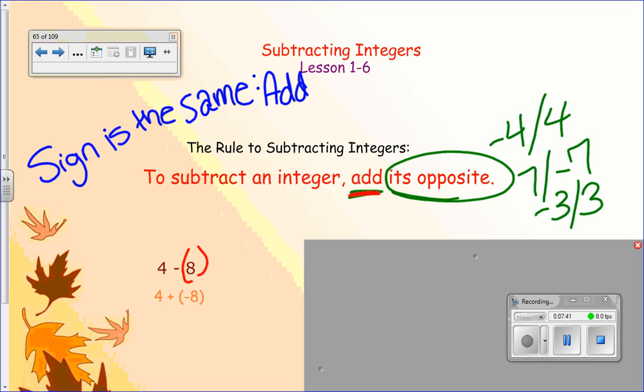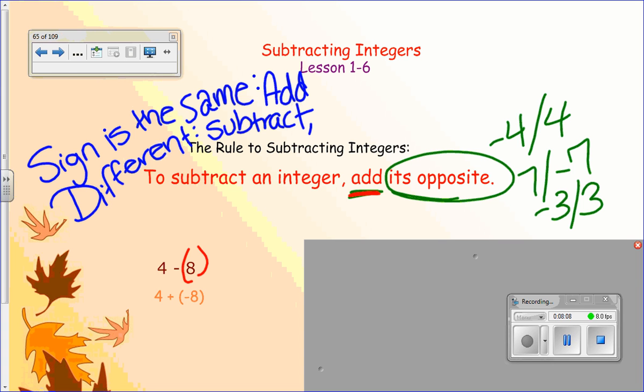So if it was 2 positive numbers, you'd add them together and your answer would be positive. If they were 2 negative numbers, well, you'd still add them, but then you'd put that negative sign in front. If the signs are different, this is where you subtract. Looking at the absolute value, you just subtract those 2 numbers, and whatever number is bigger or has the greatest absolute value, you put that sign in front. Sign of larger number.